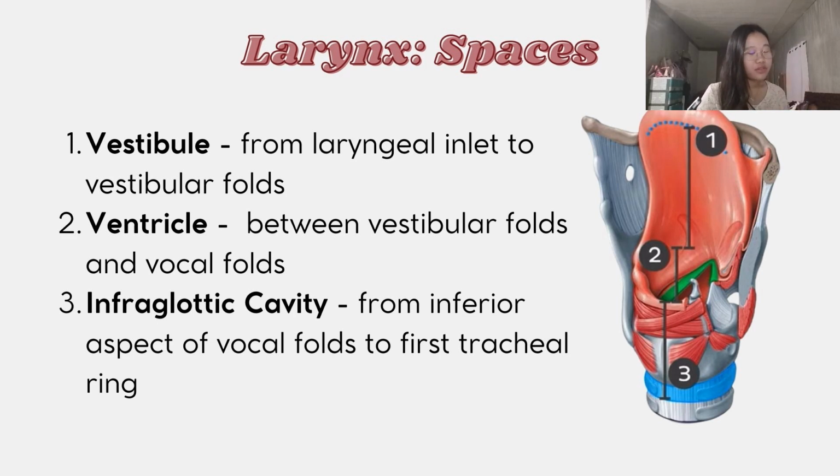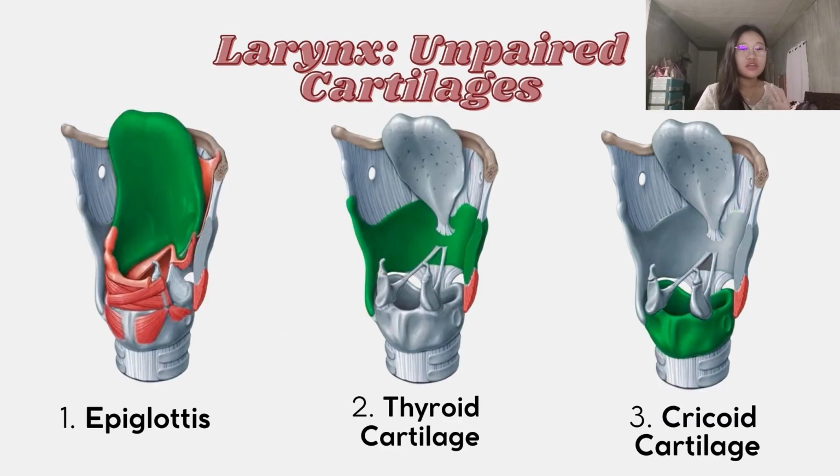So we have the cartilages of the larynx. The larynx is composed of different cartilages, and we have 3 unpaired cartilages that are universally accepted, and meron din tayong 4 paired cartilages. So we have the epiglottis, the thyroid cartilage, and the cricoid cartilage.